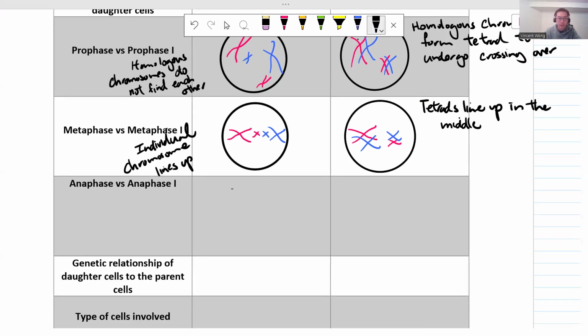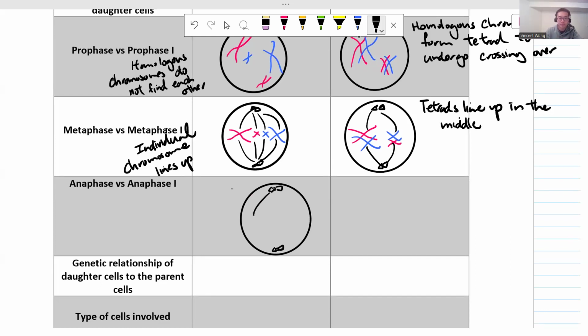Anaphase one. In anaphase one, I guess I should put the centriole there as well, with the spindle fibers, centrioles, spindle fibers. Now in anaphase, sister chromatids separate.